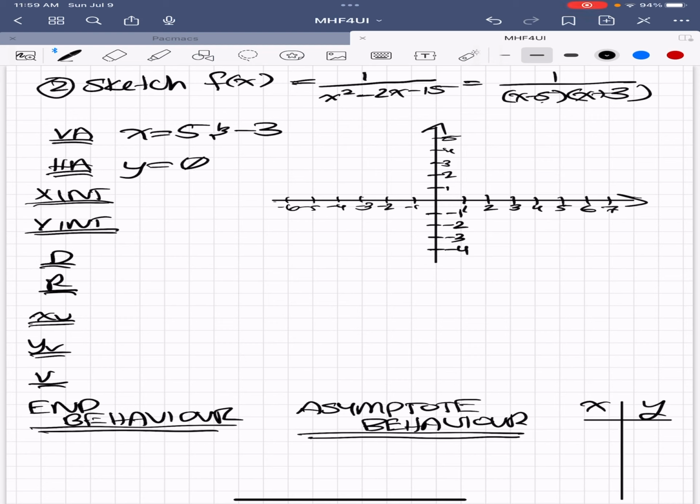It's case number 1, so that means our HA is y equals 0. It's just a 1 on top, so there are no x-intercepts. And then for the y-intercept, I think it's -1 over 15, I think. And I'm right.